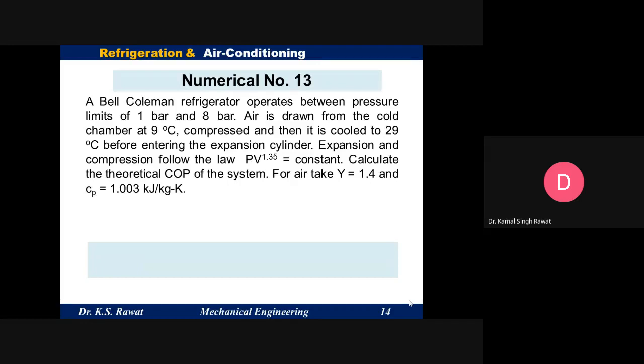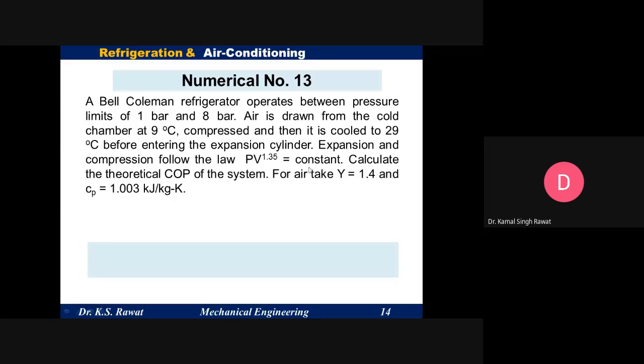So we have pressure limits 1 bar and 8 bar. Air is drawn from the cold chamber at 9 degrees centigrade, compressed, and then cooled to 29 degrees centigrade before entering the expansion cylinder. Expansion and compression follow the law PV^1.35 = constant. Calculate the theoretical COP of the system. For air, take gamma = 1.4 and Cp = 1.003 kJ/kg K.